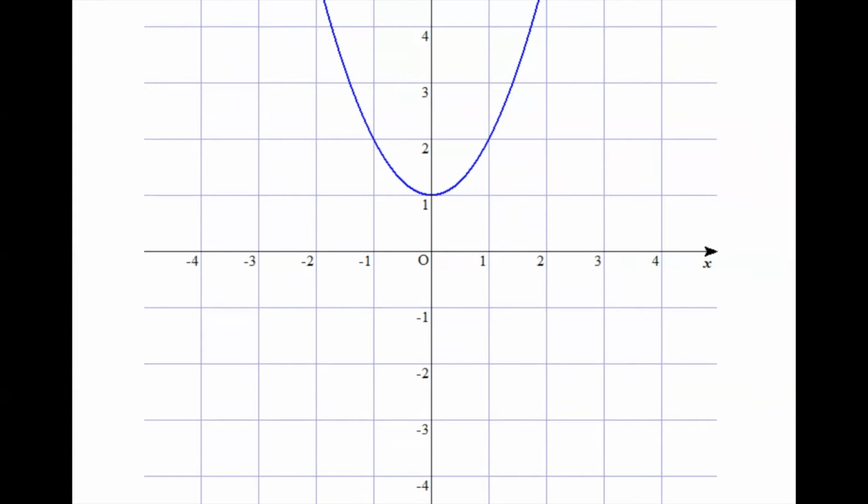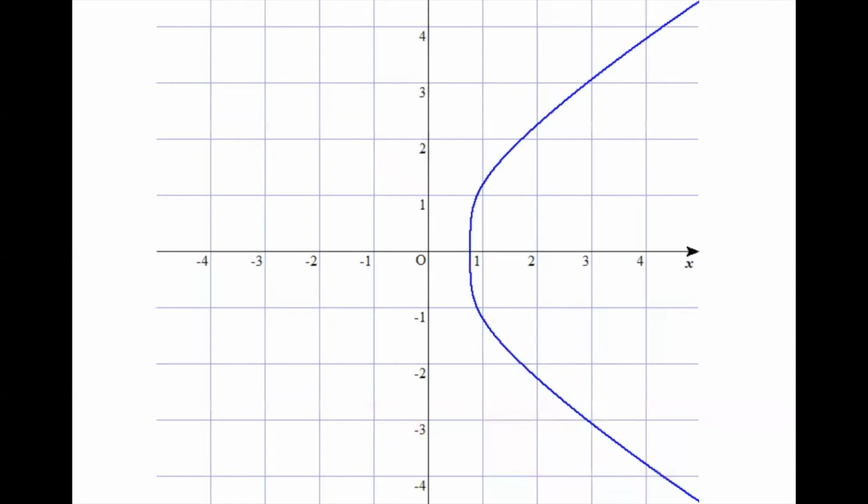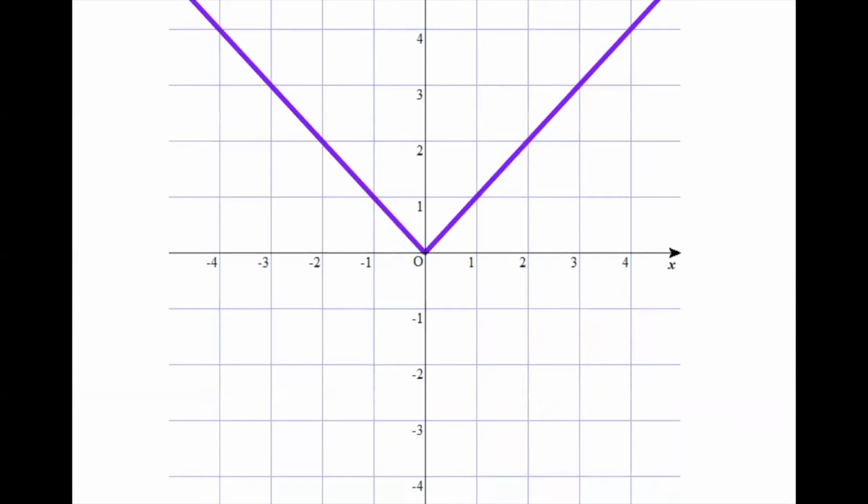So here, a parabola opening upward, is it a function or not? Using the vertical line test, it's a function. How about this graph? Using the vertical line test, obviously it's not a function. The graph of an absolute value is a V shape. Okay.